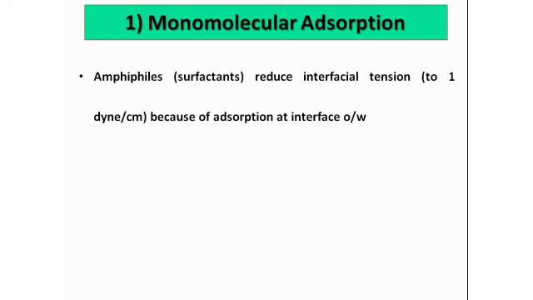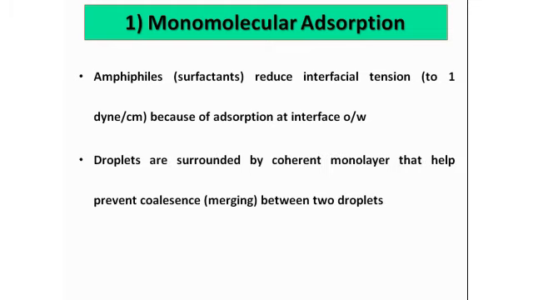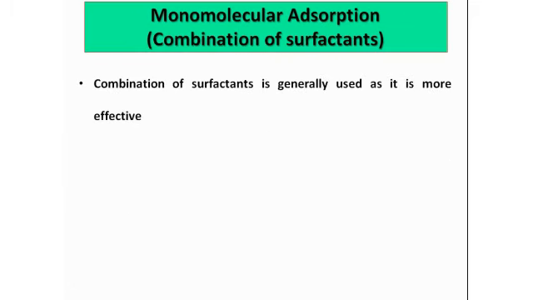Monomolecular adsorption, as we have already stated, is by amphiphiles. Amphiphiles are also known as surfactants. They reduce the interfacial tension because of adsorption at the oil and water interface. The droplets of oil are now surrounded by a coherent monolayer that helps prevent coalescence, that is the merging of two droplets. And if the surfactant has any charge, this surface charge causes repulsion between the globules. The combination of surfactants is generally used as it is more effective.